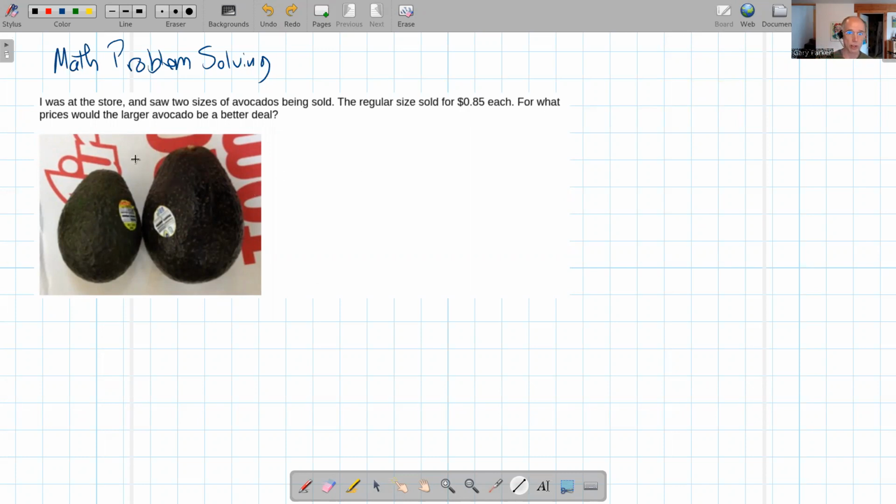So we know the regular one sells for 85 cents. What prices would be good to make the bigger one a better deal? Well, how much bigger is the bigger one?